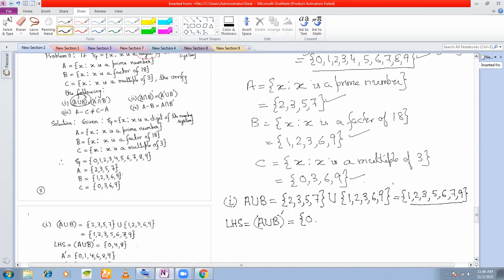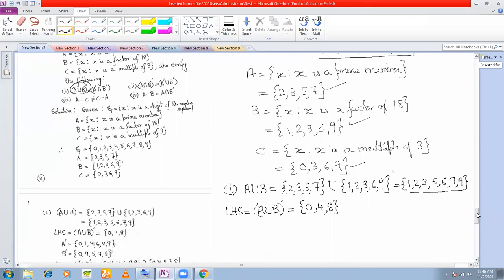0 is there in the universal set. Okay. 4 is there in the universal set, but it is not there in A union B. And 8. These three are the elements that are there in the universal set, but are not there in A union B. So this forms (A union B) complement. Okay. So we have got the left hand side.